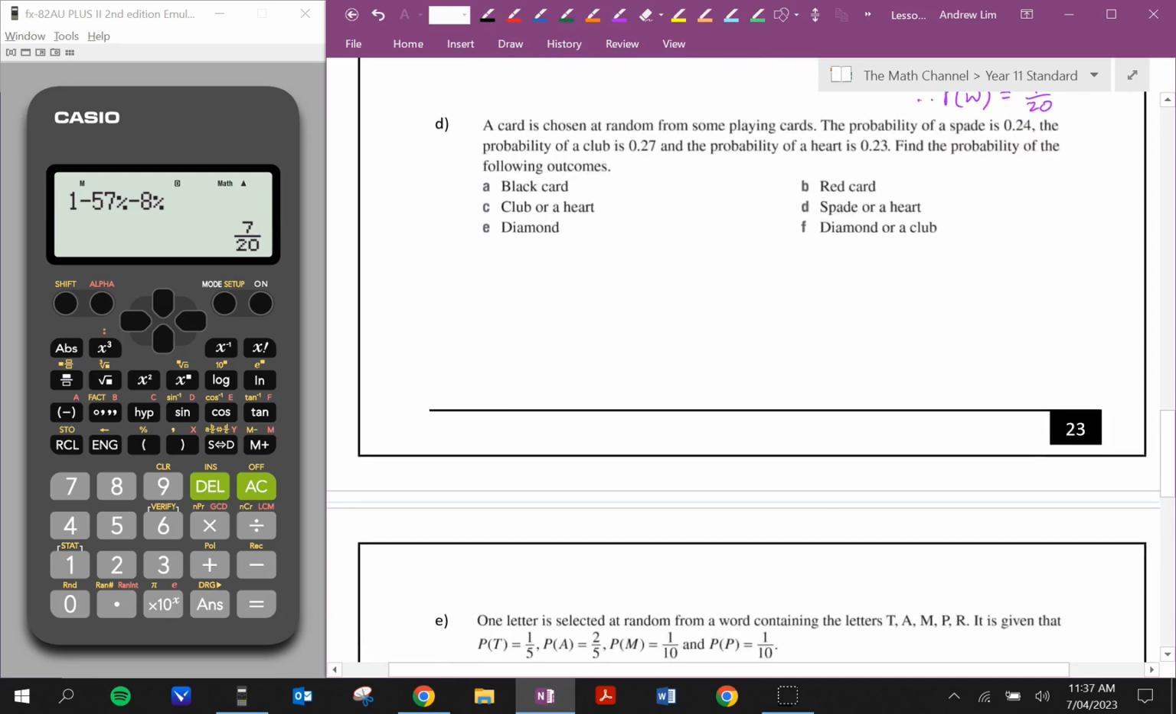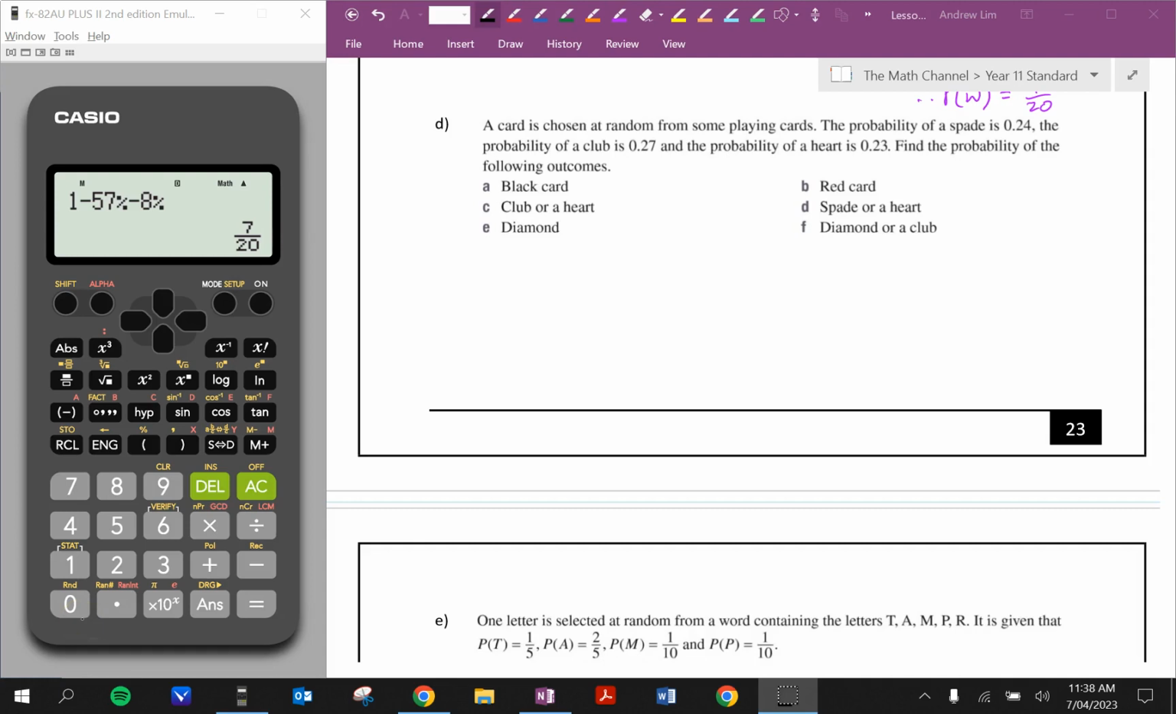Alright, question D. A card is chosen at random from some playing cards. The probability of a spade is 0.24, of a club is 0.27, and of a heart is 0.23. Find the probability of the following outcomes. So we don't need to express it as a fraction or a decimal or as a percentage in any particular one, so it's up to us, we can choose. Because all of these are decimals, I might just leave it as a decimal.